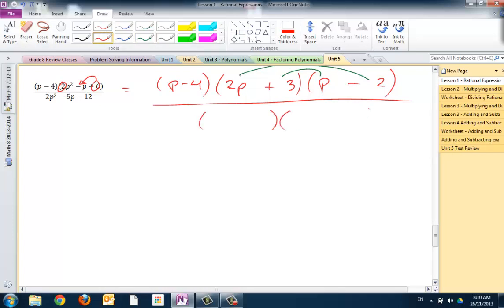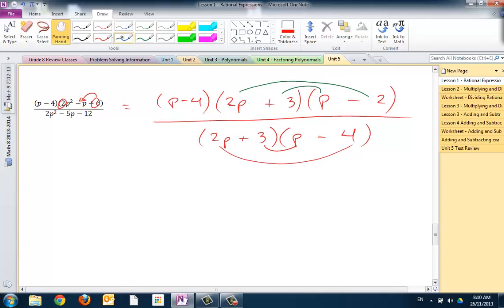So I'm going to go and do my 2 binomials again. And I'm going to look at that and say that that is a minus 4. And that's a 3. That's a plus and that's a minus. So that would be plus 3 and minus 8. And that does combine to minus 5. Alright, so I've got this thing factored nicely.